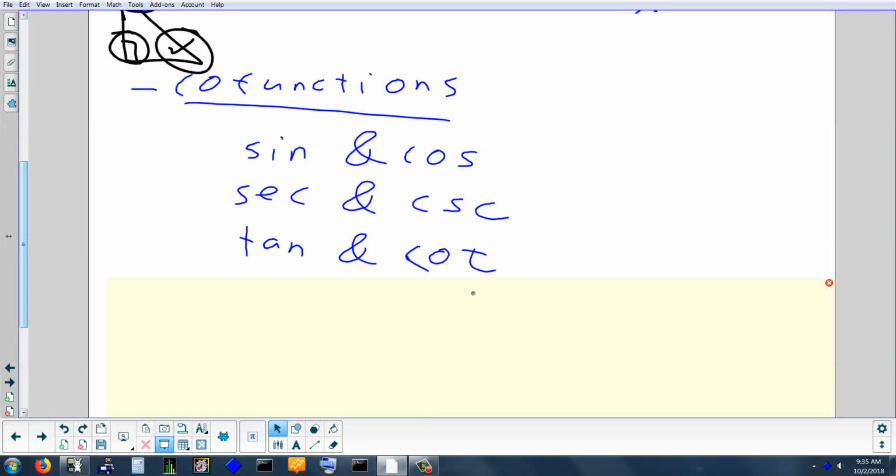Okay, this would be kind of a weird question, but what if I asked you, what's the cofunction for cosine? So for sine, its cofunction is cosine. So for cosine, its cofunction would be sine. Yeah, you wouldn't say cosine. It's kind of weird. But yeah, the cofunction of cosine is sine, and sine is cosine. They're paired together. Okay? Same with secant, cosecant, tangent, and cotangent.